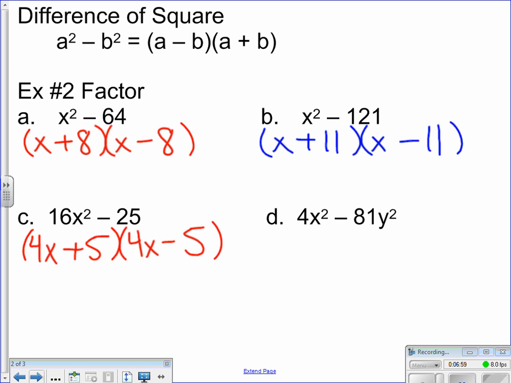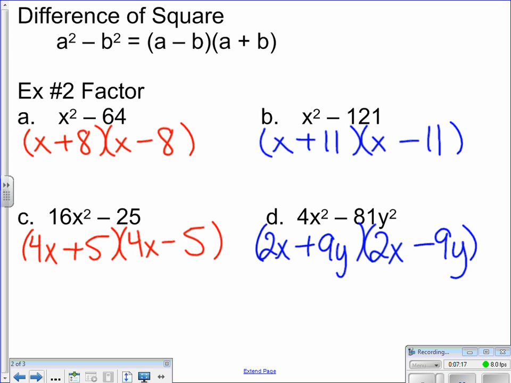And the last one, 4x squared is a perfect square. 2x, 2x. 81 is a perfect square, so is y squared. Plus 9y, minus 9y. Good times, bad times.